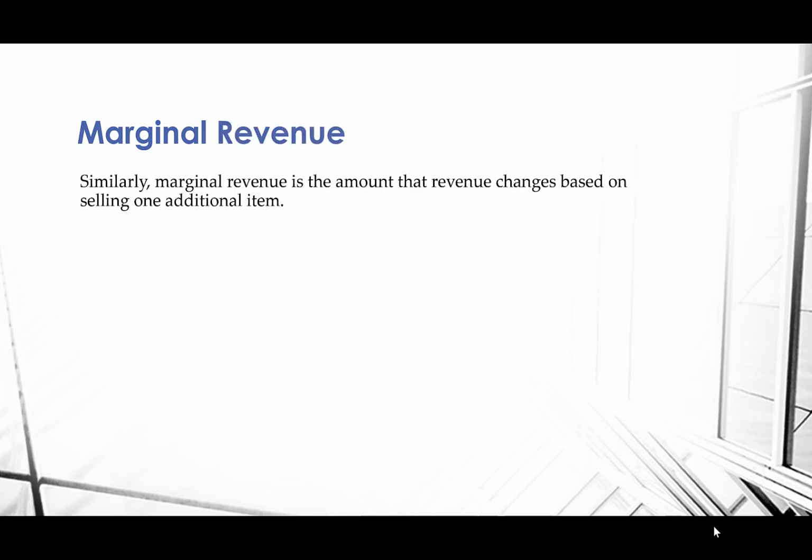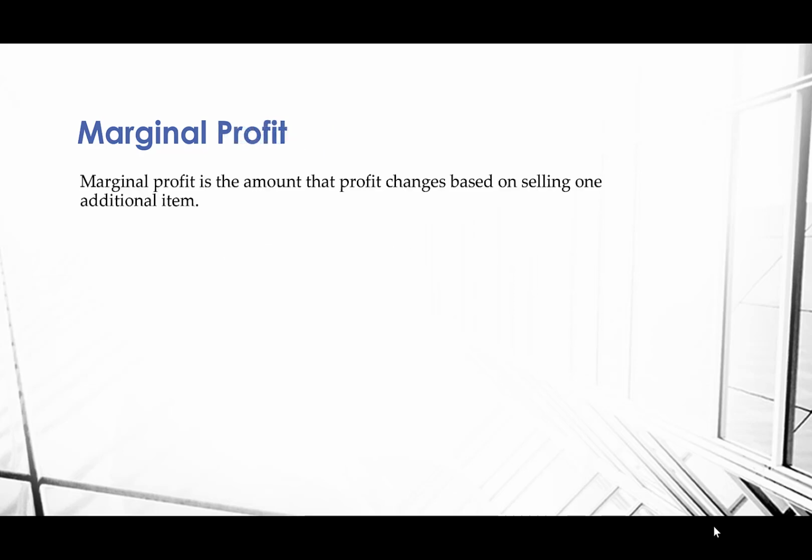Marginal revenue is the amount the revenue changes based on selling one additional item. So marginal revenue is R of x plus 1 minus R of x. And finally, marginal profit is the amount the profit changes based on selling one additional item. Marginal profit is P of x plus 1 minus P of x.